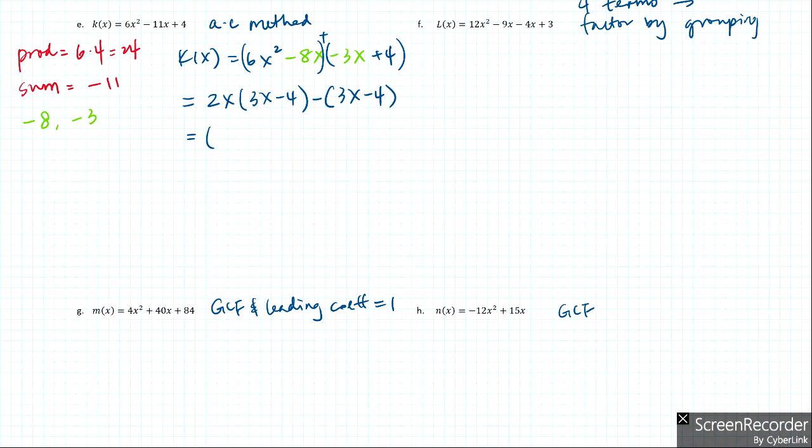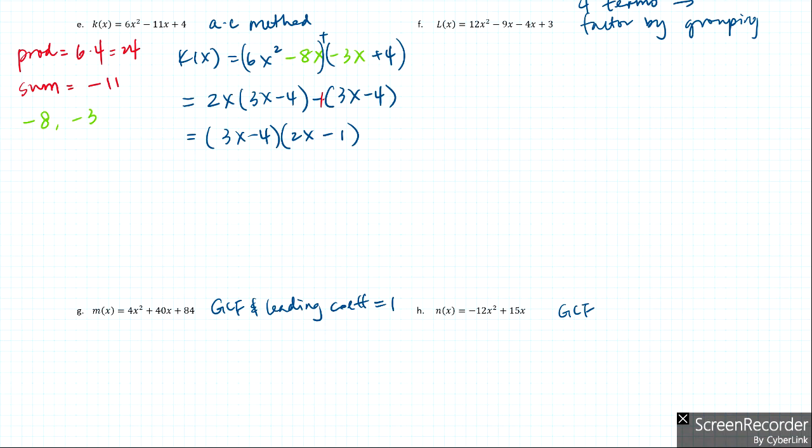And therefore, we get 3x minus 4 in common, and then from the first term, we have a factor of 2x. In the second group, we are left with a factor of 1. Always recognize, even though we don't write it, it's technically 1 times 3x minus 4.